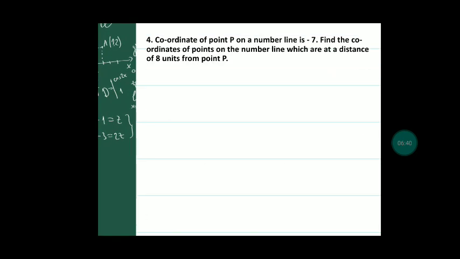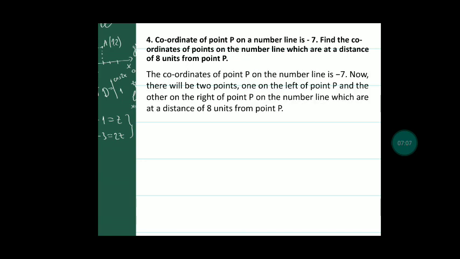Question number 4. Coordinates of point P on a number line is minus 7. Find the coordinates of points on the number line which are at a distance of 8 units from point P. The coordinates of point P on the number line is minus 7.